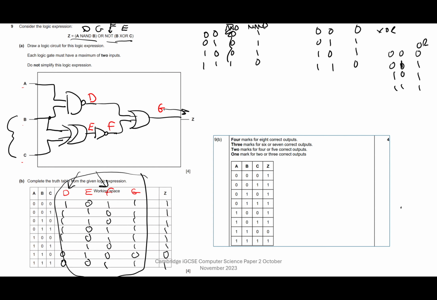But obviously you're much better off learning the truth tables and the gates. These are nice straightforward questions to pick up loads of marks. Try and practice as many as you can as well, because you know this is coming. Right, let's stop this one and move on to the last question.